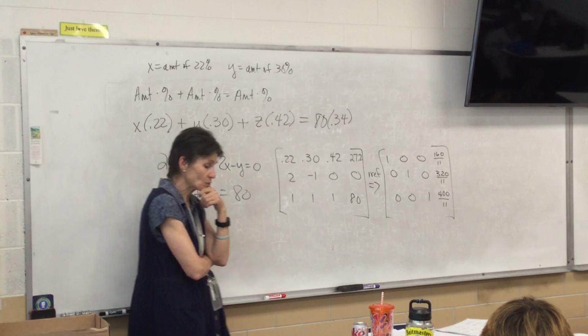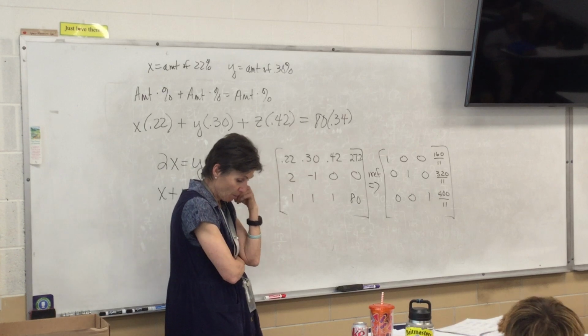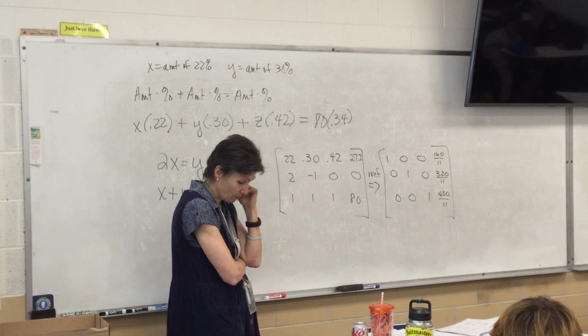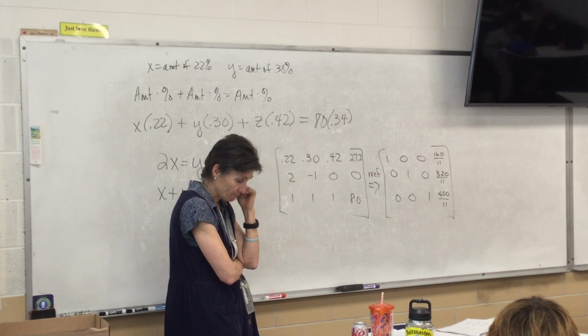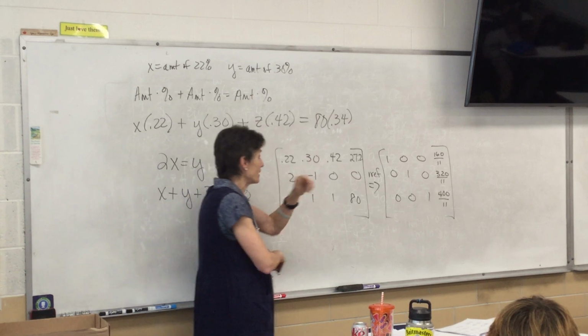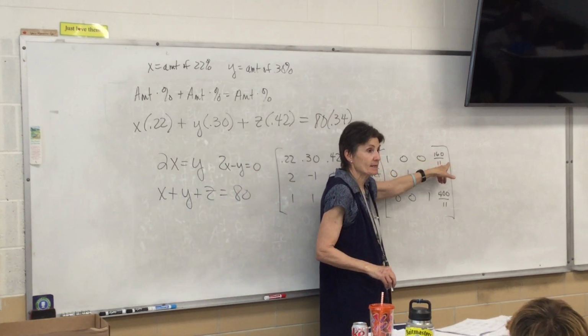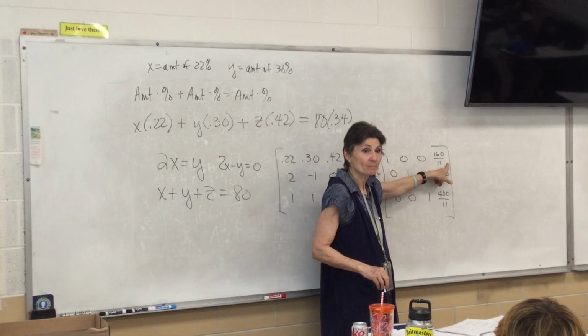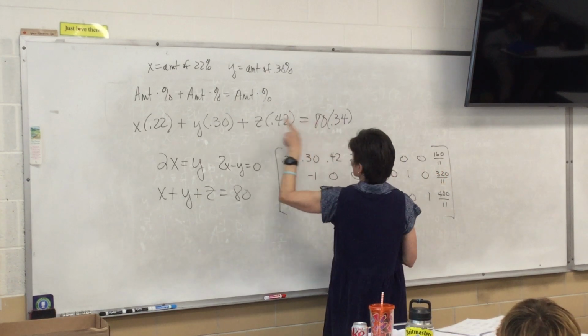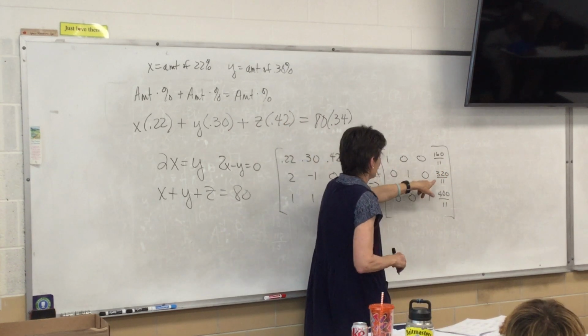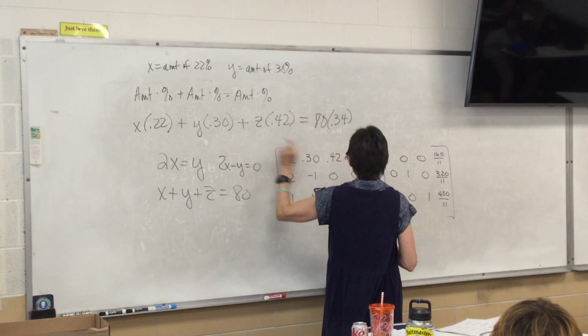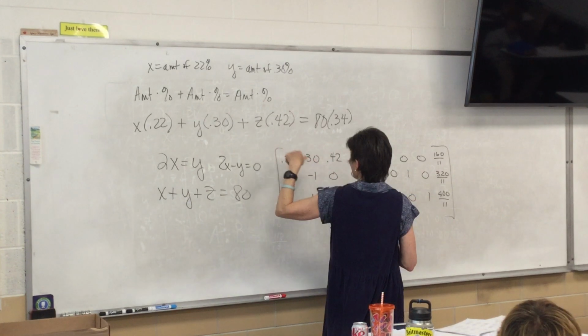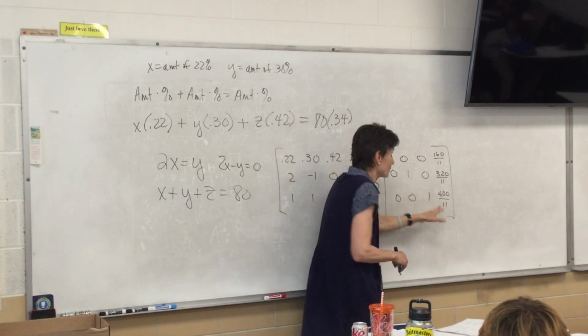Okay, let's answer the question then. How many grams of each alloy is required? So what are you gonna say? 160 over 11 grams of the 22%, 320 over 11 of the 30%, and 400 over 11 grams of the 42%.